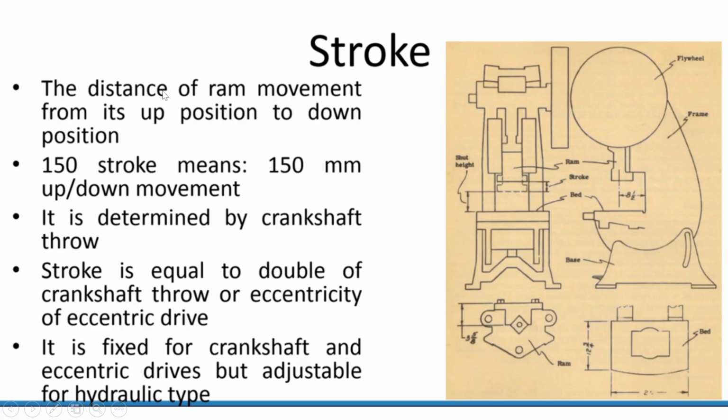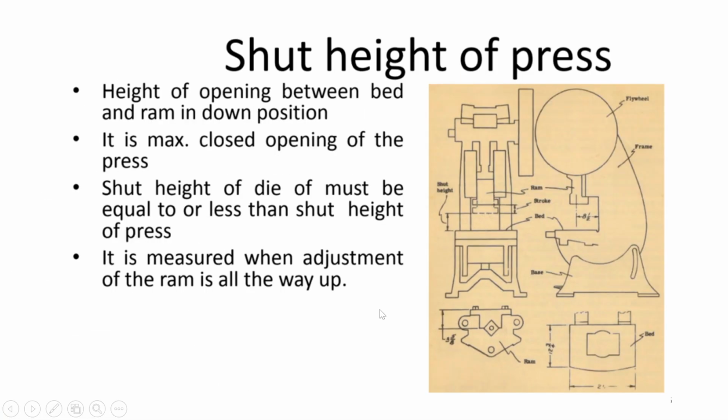Stroke is defined as the distance of ram movement from its up position to the down position. So in between this up position of the ram and the down position, that will be the stroke. So a 150 stroke means 150 mm up and down movement, and it is determined by the crankshaft throw. The stroke is equal to double the crankshaft throw or the eccentricity of the eccentric drive. It is fixed for crankshaft and eccentric drives but adjustable for the hydraulic type.